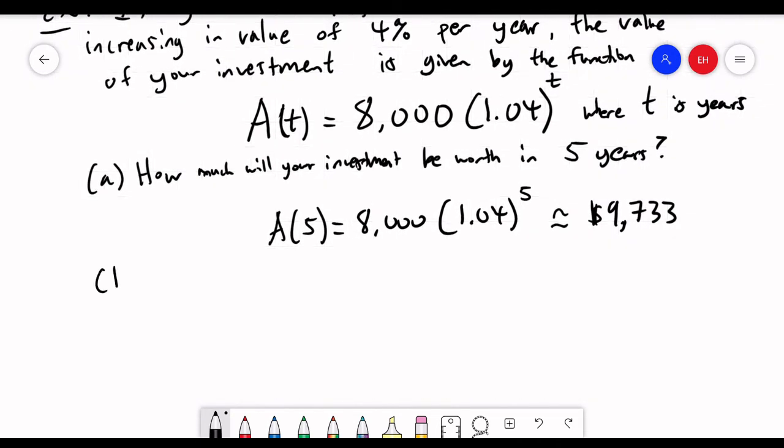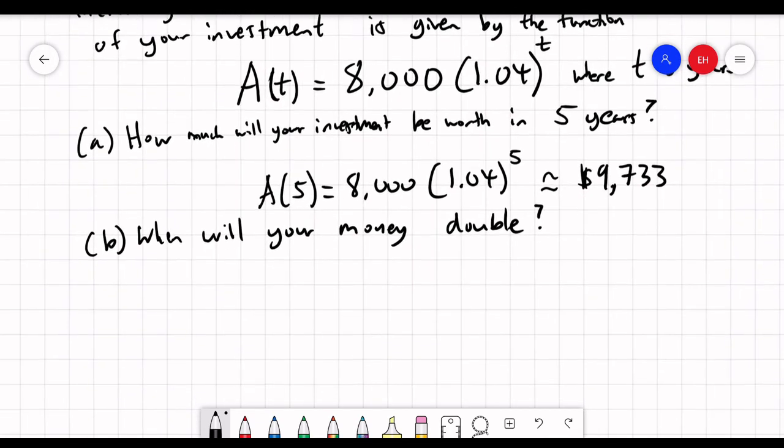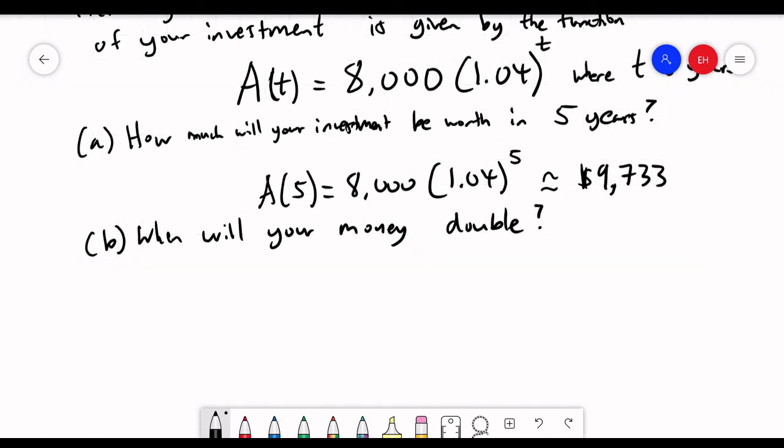Okay. Question B, when will your money double, right? When are we going to get that fat stacks? When is our money going to double up? So pause and ask yourself how you'd solve it. You got it right? Yep, I knew you would. So the amount of money for it to double was 16,000, and we just put that in for the amount, and then we're going to solve for the time, how long it's going to take.